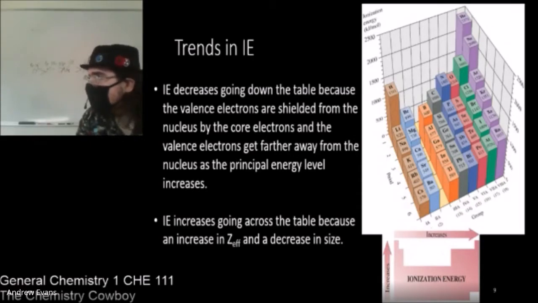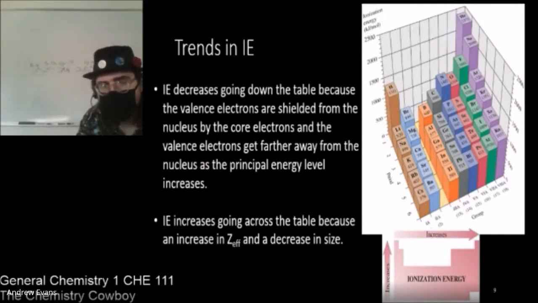So remember, the elements on the far right of the table were smaller and they had a higher Z effective. So not only are they closer to the nucleus, they're also held more tightly. And so those guys are going to be harder to ionize. On the other hand, elements on the left are going to be bigger and have a lower Z effective. So the electrons are going to be further away and the Z effective is going to be smaller. So it's easier to remove them.